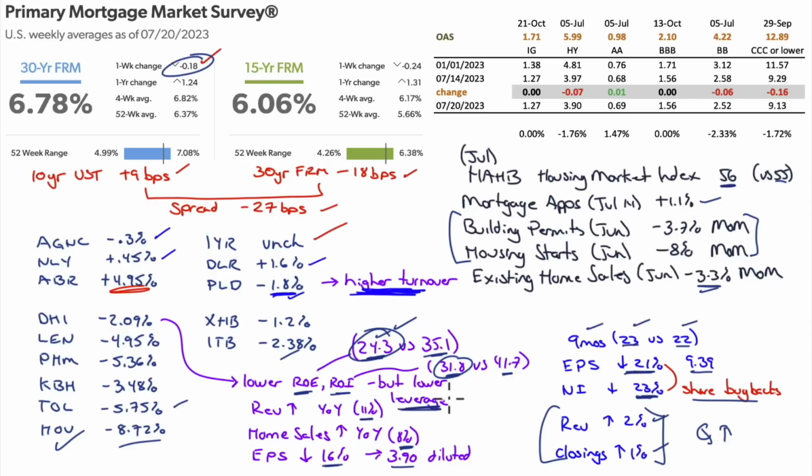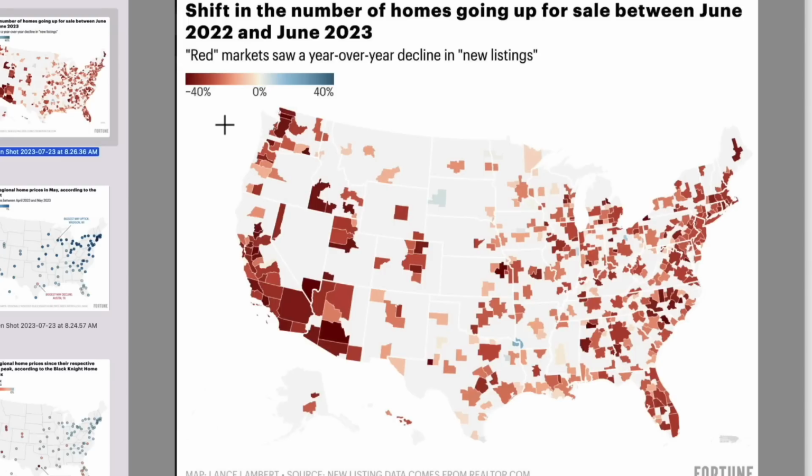Their margin per home is also dropping as well. Okay, this first chart shows the shift in the number of homes going up for sale between June 2022 and June 2023. Red markets saw a year-over-year decline in new listings, so the darker the red, the closer it is to negative 40%. Have a look at that. There's only a couple of markets where you actually had an increase in new listings.